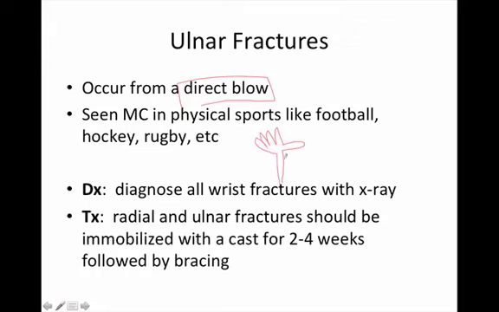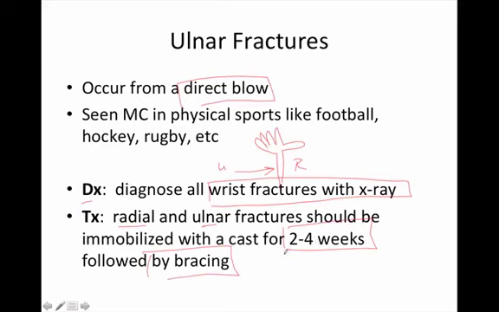So we have our radial side here, we have our ulnar side here. If someone was to hit that aspect of the arm, that would result in an ulnar fracture. So how do we diagnose this? All fractures are going to require an x-ray. Very simple strategy to make a diagnosis. Now for radial and ulnar fractures, we're going to immobilize with a cast for 2 to 4 weeks, followed by bracing.